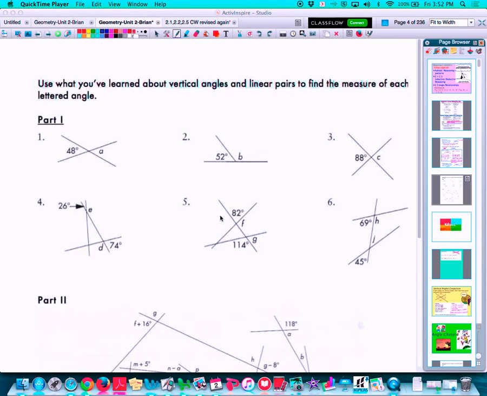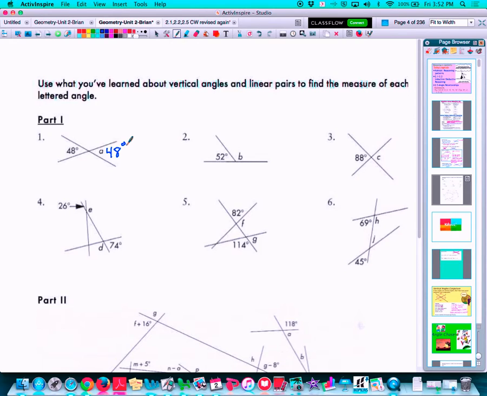So for instance, in part 1, we have to find angle A. Well, looking at angle A and the 48 degrees, we know that they are a vertical pair of angles and therefore they are congruent to each other. So angle A is also 48 degrees.